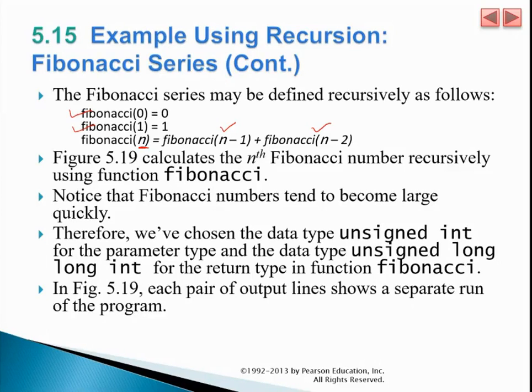Clear? We have to find the Fibonacci for n minus 1, and the Fibonacci for n minus 2, and then we have to add them. So we have to actually calculate the nth Fibonacci number recursively using the Fibonacci function itself. And this is how we can do it.